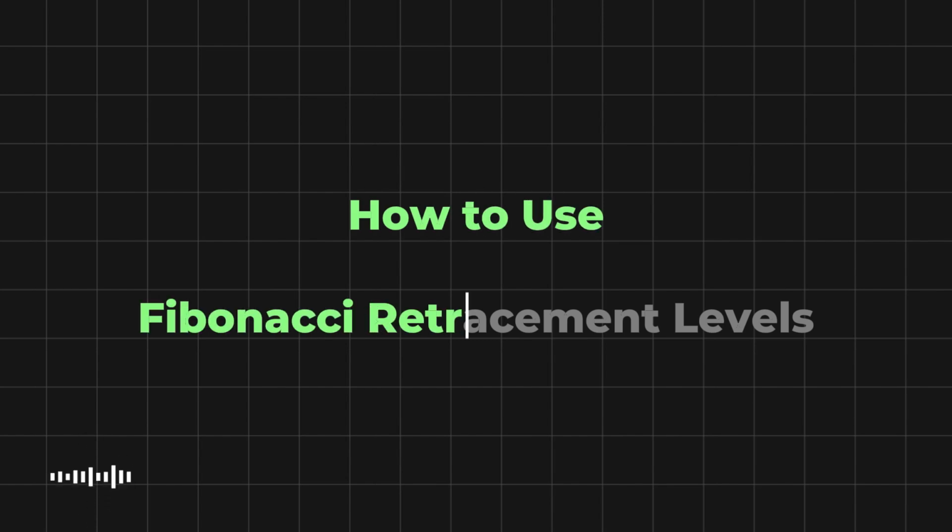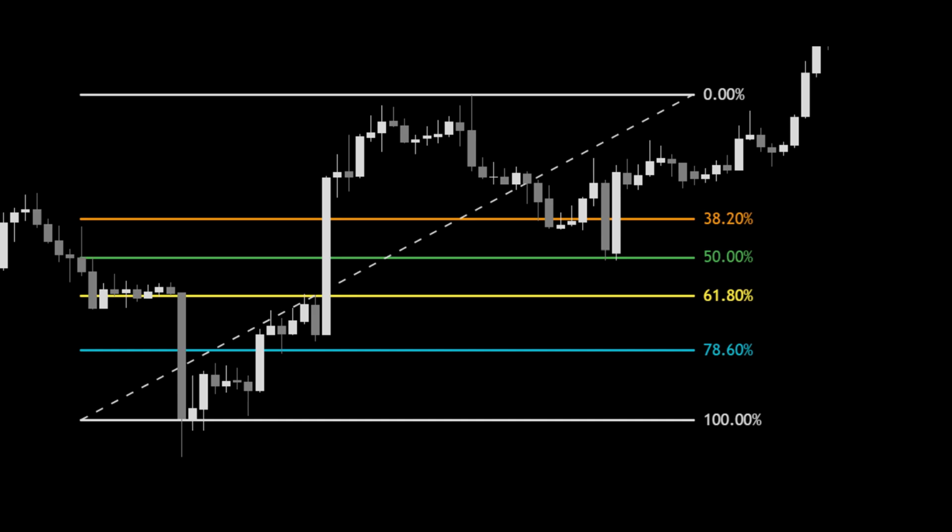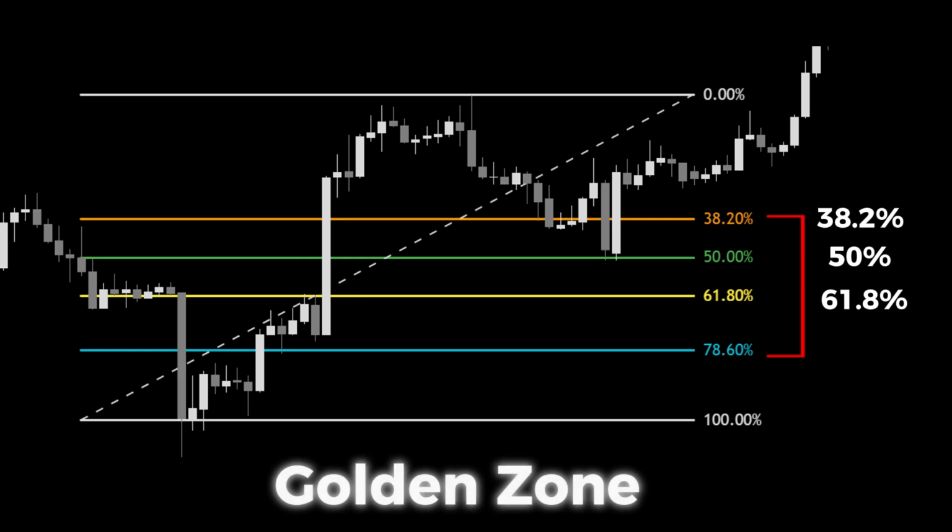How to use Fibonacci retracement levels. Now I'll show you how to use these levels in your trading. So, starting from the top, you have the 0% level. This is your starting point. Below the 0% level are Fibonacci retracement levels. These are levels where the price might pull back before continuing the trend. The most common retracement levels traders watch are 38.2%, 50%, and 61.8%. These three are often called the golden zone.